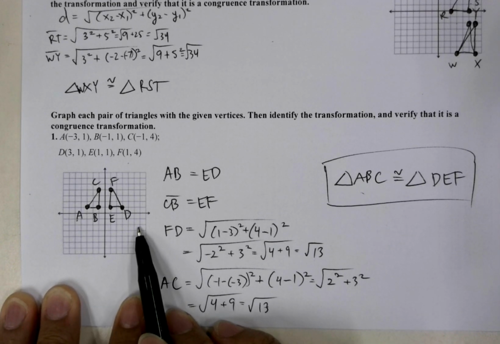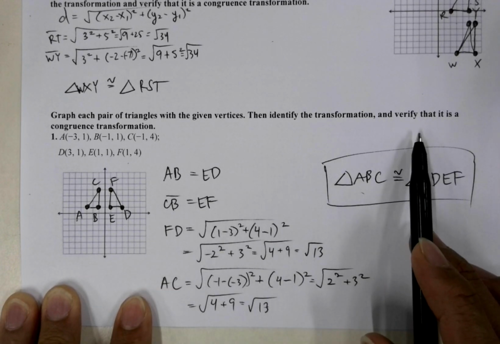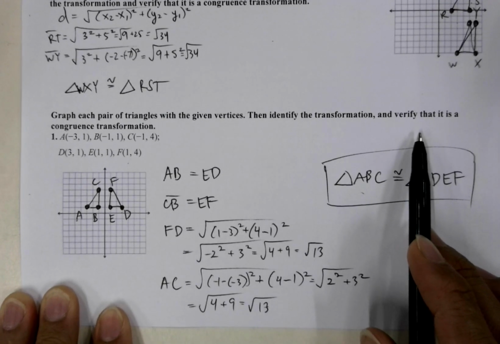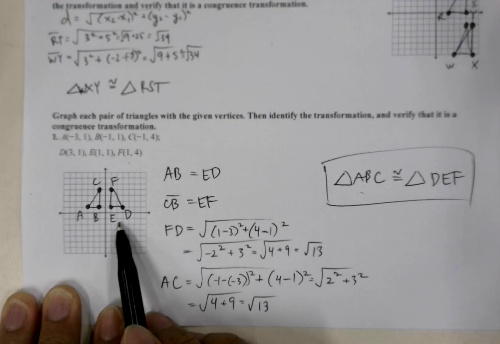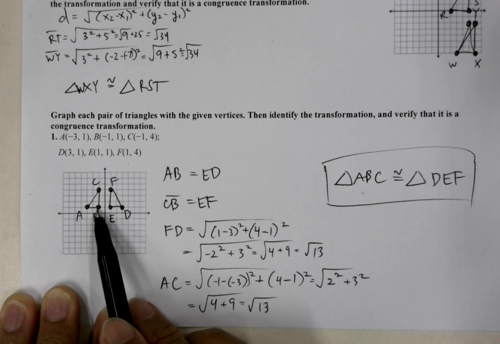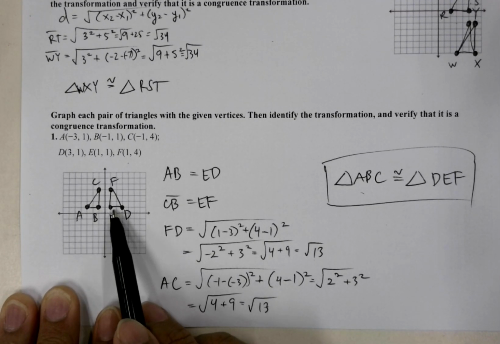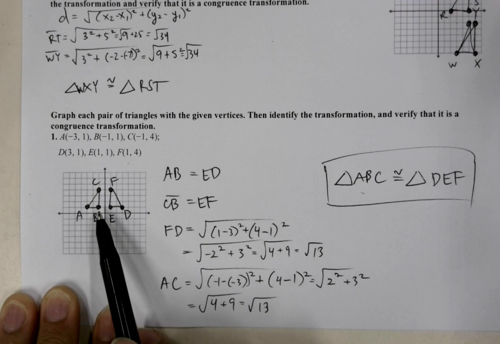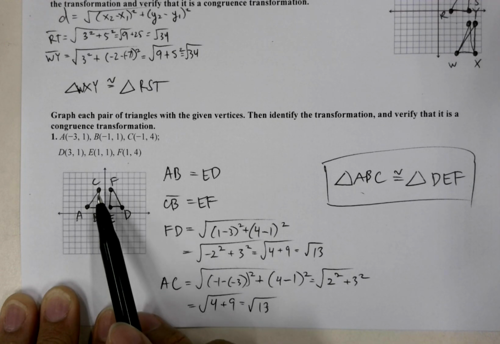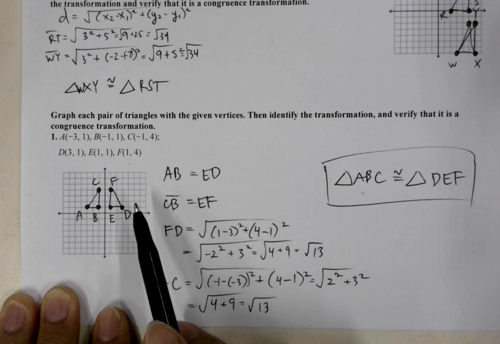And now we're supposed to prove, or verify, that it's a congruence transformation, meaning this triangle is congruent with that triangle. We could do it visually for AB. AB is congruent with ED, of course, 2 units. We could also do it with CB and EF, right? Those are both 3 units, so we're going to say that those are equal.